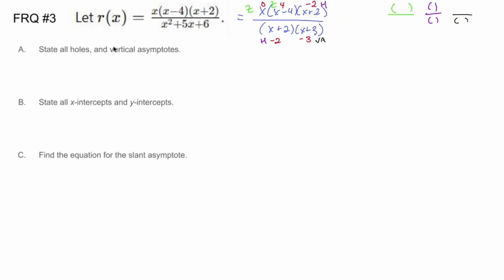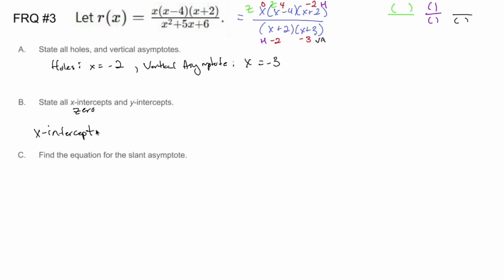All right, so in order to answer A, state all holes. Well, my holes are going to exist at x equals -2, so just one of them. So the hole is x equals -2. And my vertical asymptote is going to live at x equals -3. Now, x-intercepts, you might be thinking, what the heck is that? X-intercepts is just a fancy word for zeros. So just changing the words up a little bit.